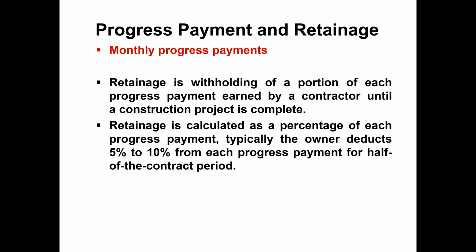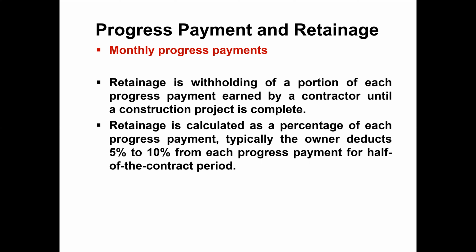That means they have to maintain the quality of the project and deliver it in good shape, handing it over to the owner in good shape. So usually, to keep this guarantee, they deduct from each progress payment whatever amount they agree, like 5% or 10%. Let's say they agree that 10% will be deducted from each progress payment as retainage.